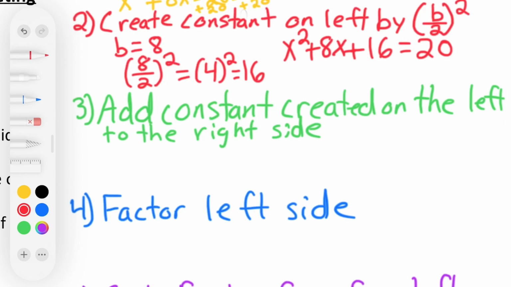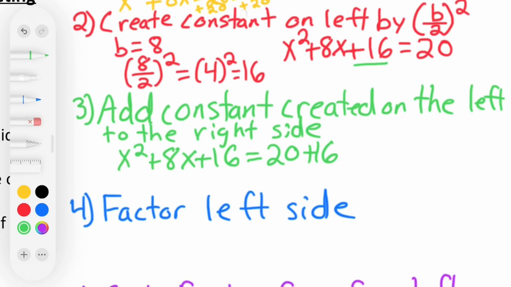In step 3, well, if we added 16 in step 2, what we do on one side we have to do to the other. So because we added that 16, we now have to add it to the other side. So we still have x squared plus 8x plus 16 from step 2, but now we're going to have 20 plus 16, which gives us x squared plus 8x plus 16 equals 36.